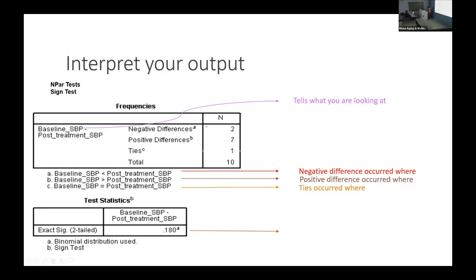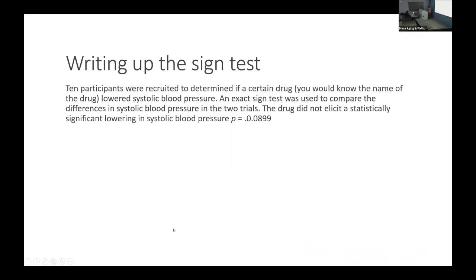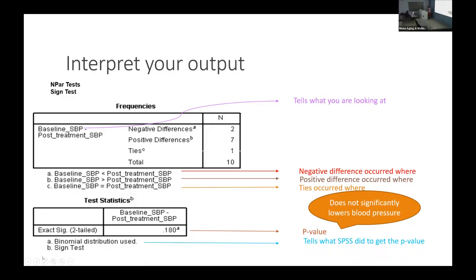All right. In the next table, it says exact sig two-tailed. There's also a superscript A, and this is saying to us that what SPSS used was the binomial distribution. If your sample size was a little larger, it would have said B, and B would mean it used a Z distribution. But in this case, it used the binomial distribution. This value here of 0.180, what is that value? The p-value.